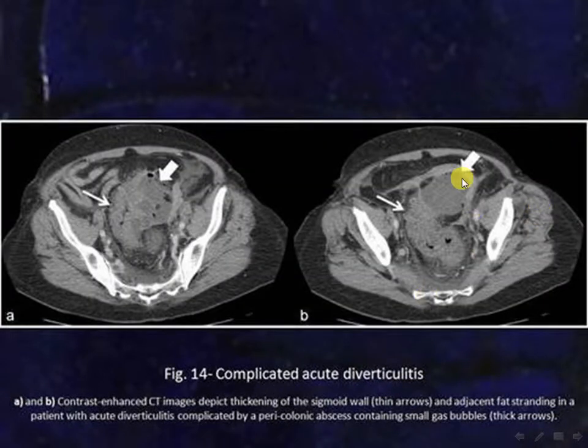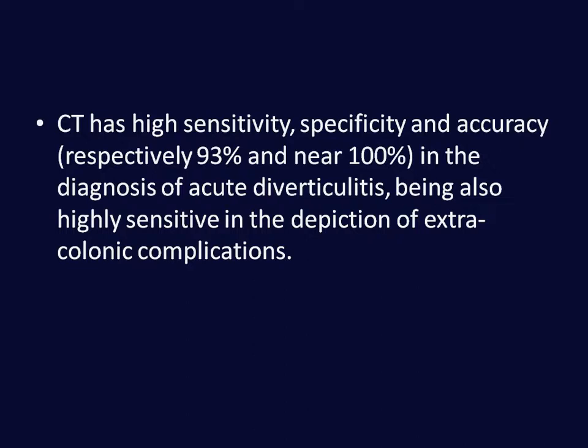You can see here there is a collection formation, thickening of the wall of the sigmoid, definitely more than 4 mm thick, with a fluid accumulation indicating walled-off abscess formation. CT has a high sensitivity, specificity, and accuracy in the diagnosis of acute diverticulitis, being also highly sensitive in the detection of extracolonic complications.